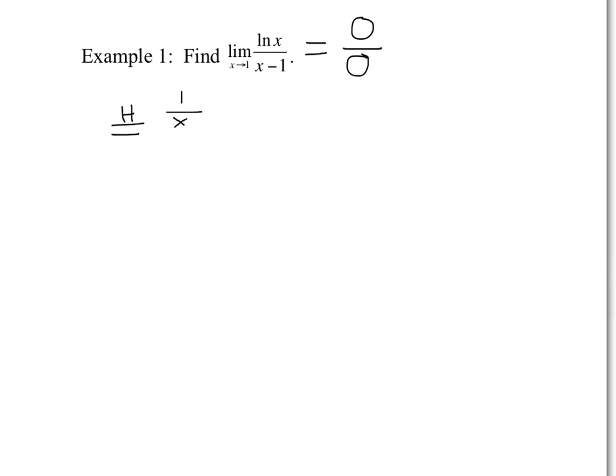So my derivative of my numerator is 1 over x. The derivative of the denominator is 1. That simplifies to 1 over x. And now I can go ahead and do direct substitution again. So now if I put 1 in, I get 1 over 1, and therefore I know that the limit is 1. Kind of slick, right? All right, let's look at another example.